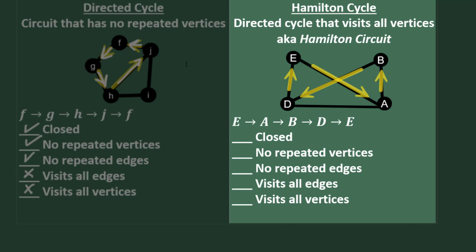So a Hamilton cycle is a closed path. Just like every circuit, it has no repeated vertices. If there are no repeated vertices, there can't be any repeated edges. It does not have to visit all the edges, but by definition, it does have to visit all the vertices. So the key to Hamilton cycles is the vertices. There can't be any repeated vertices, and you have to visit all the vertices.